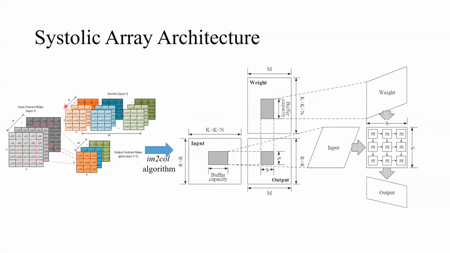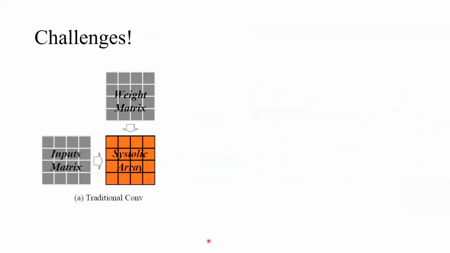First, convolution is converted to general matrix multiplication by the image-to-column algorithm. Then the data is divided into many tiles and fed to the array. The dimension of tiles is decided by the architecture of the systolic array. In general, these tiles or matrices are suitable for the systolic array. The processing elements, or PEs, in the systolic array can be fully activated.